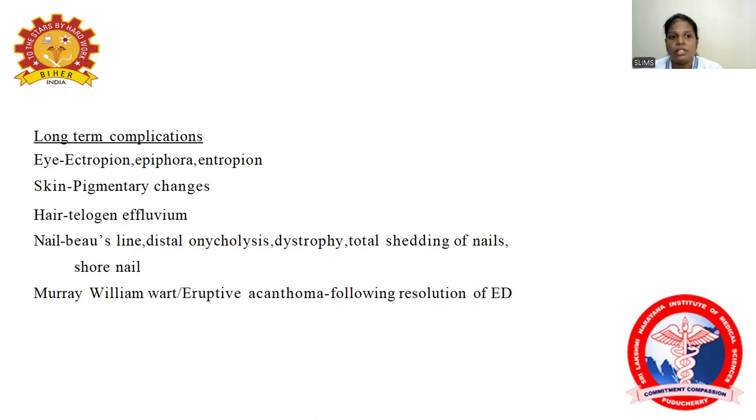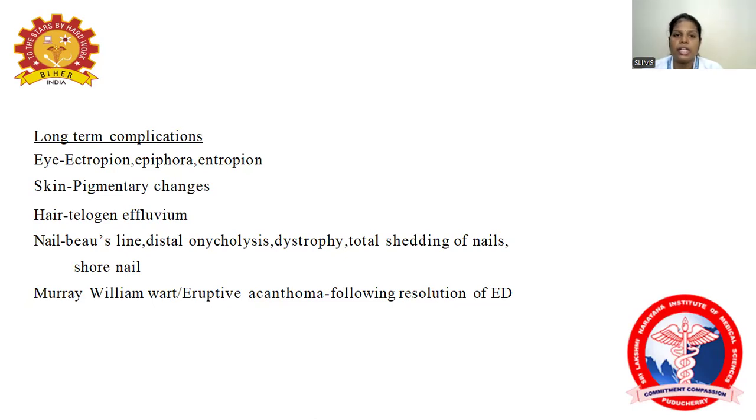Long-term complications, like in the eye, ectropion. Ectropion is nothing but, when there is inflammation and edema in the eyelids, eversion of the eyelids. Epiphora, like non-stop tearing, is known as epiphora. Entropion. Skin: pigmentary changes, most commonly hyperpigmentation.